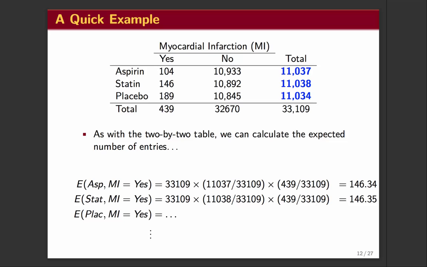For the next one, we're taking 11,038 divided by the total again. This produces our joint probability, and we multiply it by the total number of people in the study. So that's generating an expected count for each one of these cells.